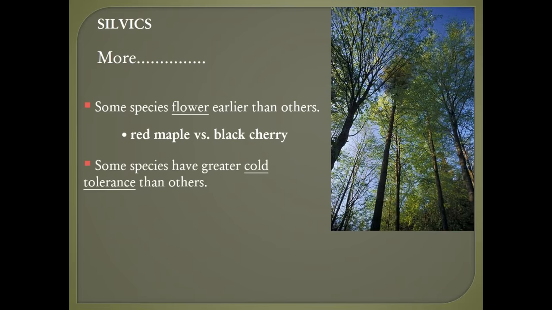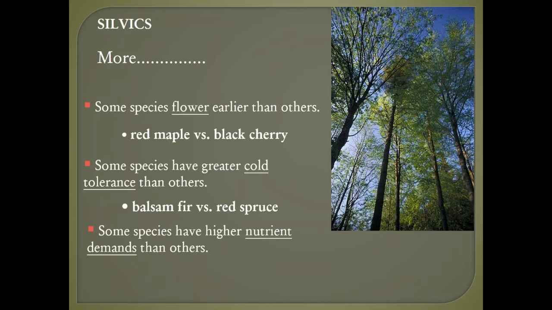Some species have greater cold tolerance than others. Balsam fir can handle cold much better than red spruce. One of the reasons we had red spruce decline over the years was that the acid rain was increasing the nitrogen in the soil, which kept the red spruce growing longer in the year, allowing it to have winter injury. Some species have higher nutrient demands than others, and sugar maple versus beech is a perfect example of that.